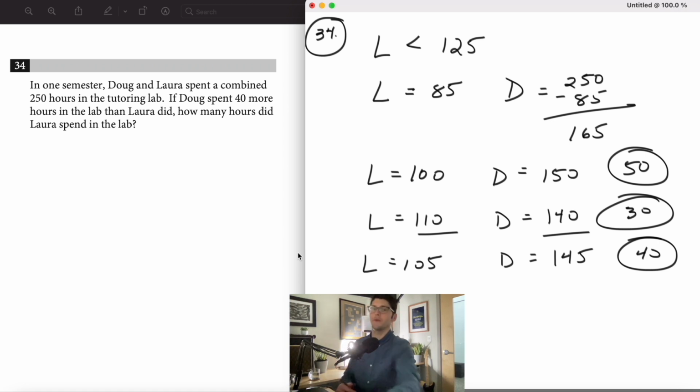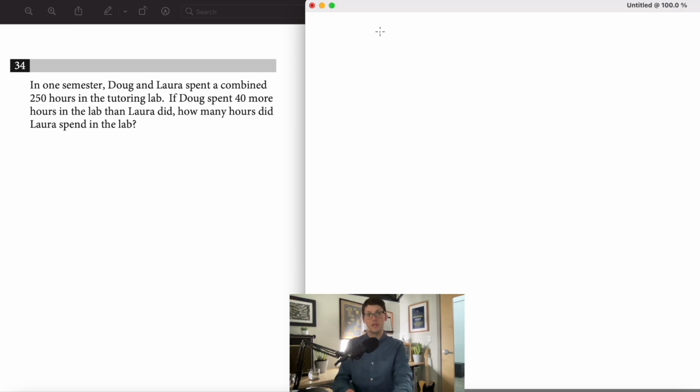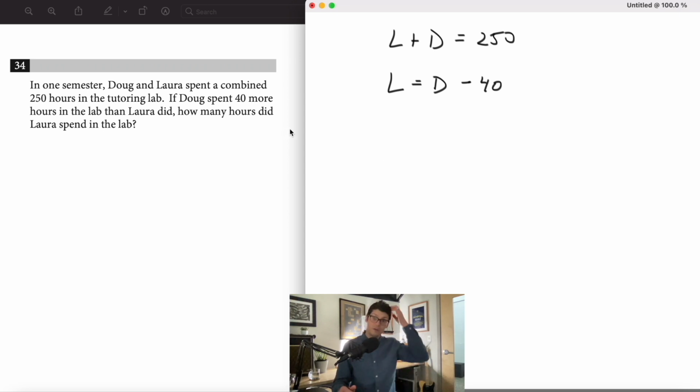So the equation should be, by the way, if you wanted to do an equation, L plus D equals 250, and L equals D minus 40. Right, Doug minus 40 is Laura. So you can now solve. The problem here is if you don't use L's and D's, or if you use X's and Y's, you could get confused, or you could just make the wrong equations. So that's why I like to just throw real numbers in it. So hopefully that's helpful.